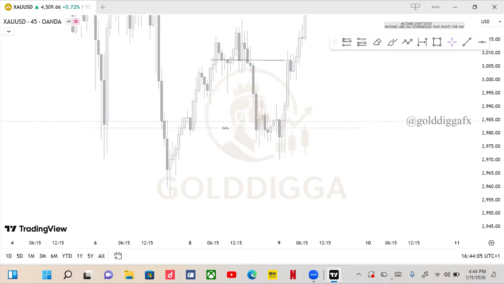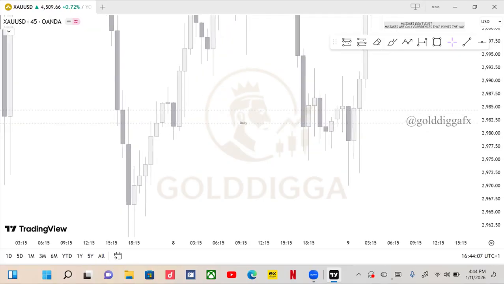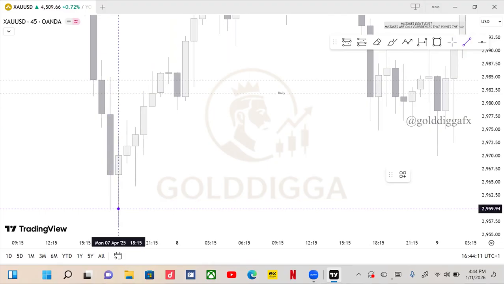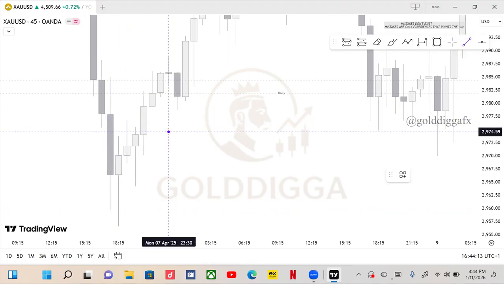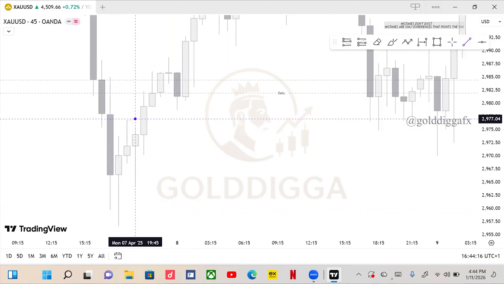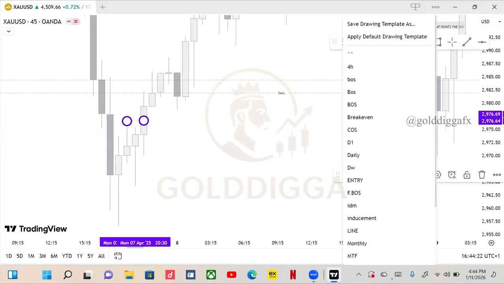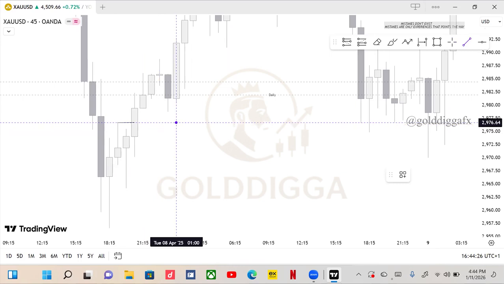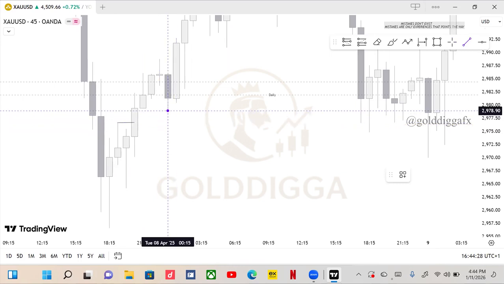Right. Okay. So as you can see right here, we had ourselves a break of structure right here. A low, a high, a higher low, higher high, and whatever. This is a break of structure right here. Right? So a break of structure right here. Then a pretty solid liquidity.